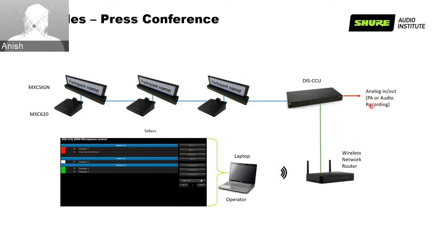And the output can be reinforced to a PA system, and everything can work over a wireless router as well. So the MXC 620 can offer you a language channel selection, and if the interviewed people sitting at the podium require a certain translation, they can have that through the language selection.